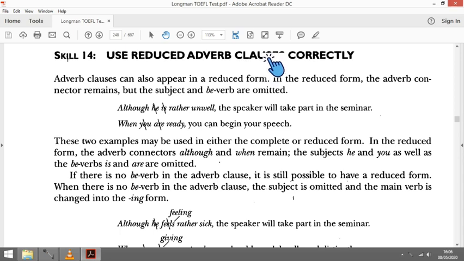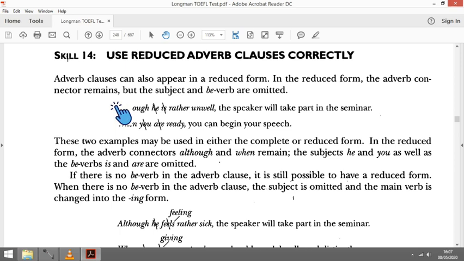Look at this. An adverb clause can also appear in a reduced form. In reduction there are only two: adjective clauses and adverb clauses; the others we can't reduce. In a reduced form, the adverb connector remains, but the subject and the verb are omitted. So the adverb connector still exists, but we erase the subject and the verb, not like in skill 13, where the connector does not remain and we reduce it with the subject and the verb.